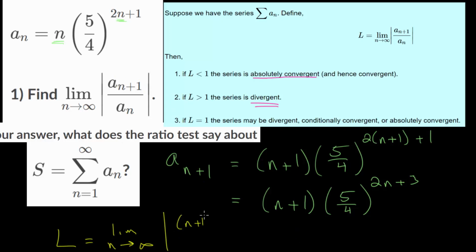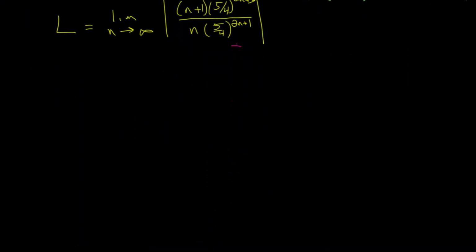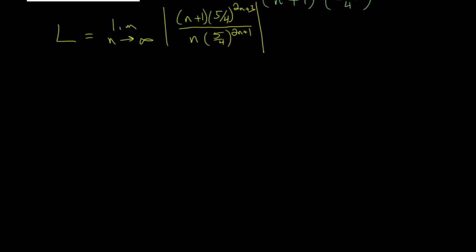We have n plus 1 multiplied by 5 over 4 raised to the 2n plus 3 power. And all of this is divided by the nth term, which is n multiplied by 5 over 4 to the 2n plus 1 power. So let me make a little bit of space, and we can keep working on this. And I'll start by just rewriting this a little bit clearer.